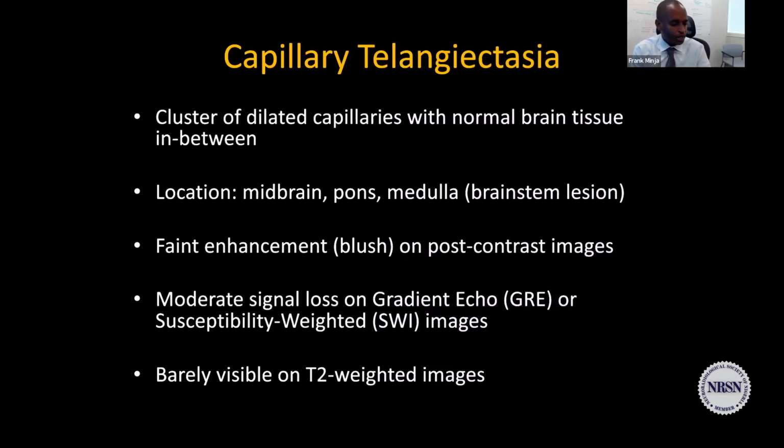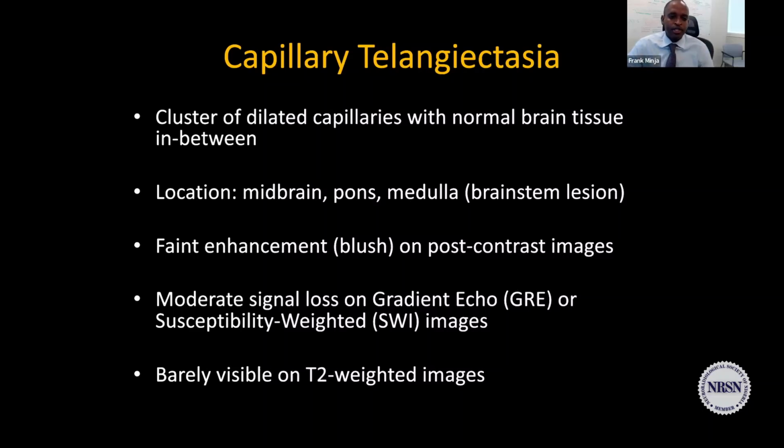There's no endothelial proliferation, there's not going to be tumors. We know these by classic location. Typically located in the midbrain, pons, medulla. It's a typical brainstem lesion. It has faint enhancement, a tiny blush, and usually you have a little bit of dark signal on gradient echo susceptibility. It's usually barely visible on T2-weighted image.